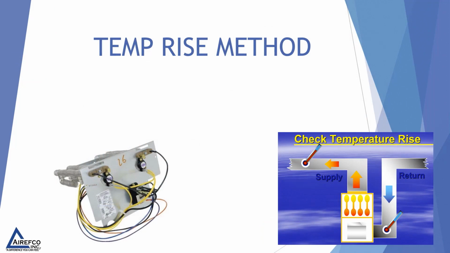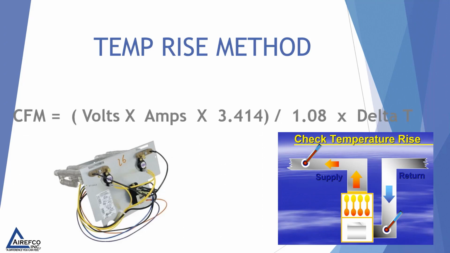The first method is your temp rise method. This is where you take the temperature rise through the furnace, and then you take your amp reading and your voltage reading off the heat strips on an air handler. Then you use the formula CFM equals volts times amps times 3.414 divided by 1.08 times your delta T. This will give you the CFM moving through the system.